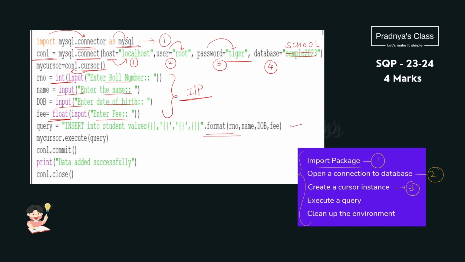Look at the insert query that we are initializing to a variable query. Insert into student values. We need to provide 4 values, that's why we are providing 4 placeholders. In the first placeholder, RNO will get replaced. In the second placeholder, name. Third placeholder is for date of birth and fourth placeholder is for fees. Look at the placeholders. The second placeholder is enclosed in single quotes.